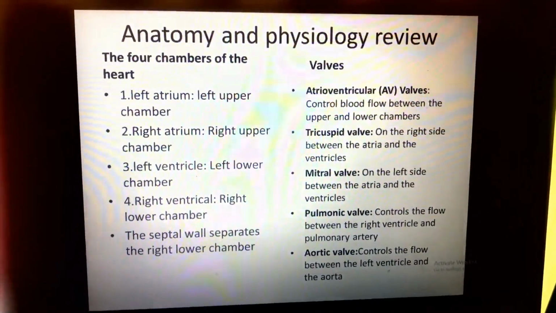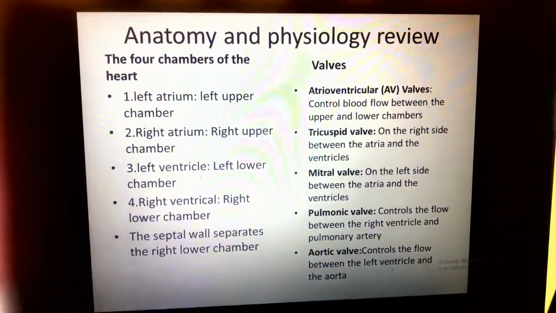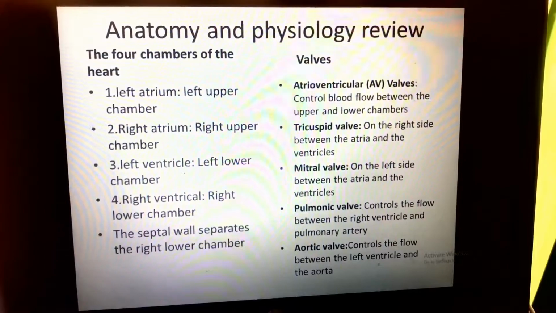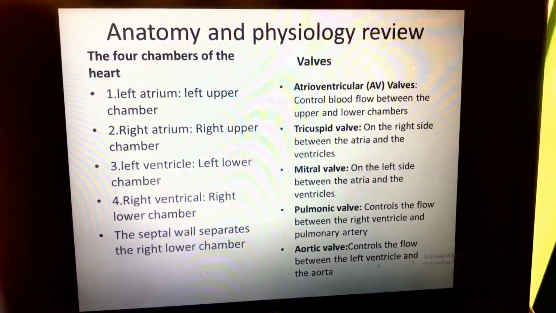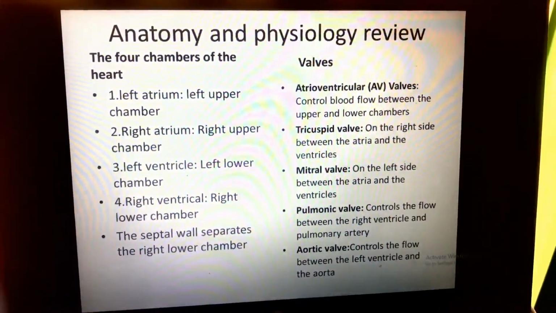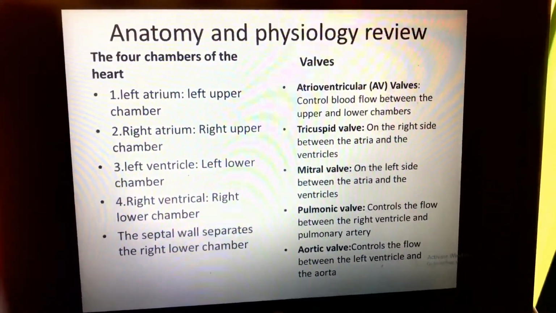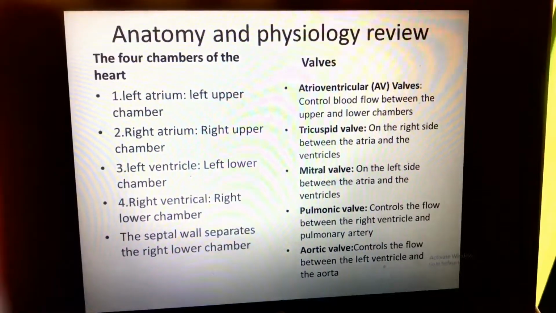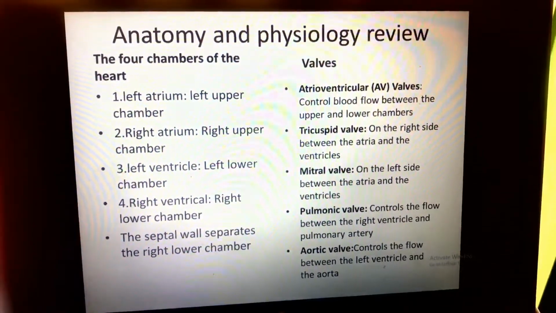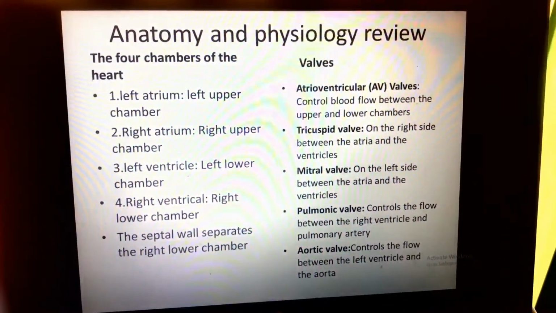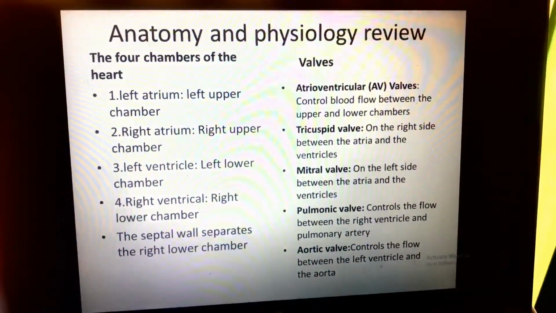The heart also has the valves. We have atrioventricular valves. Those are the valves between the atria and the ventricles that control blood flow between the upper and the lower chambers.